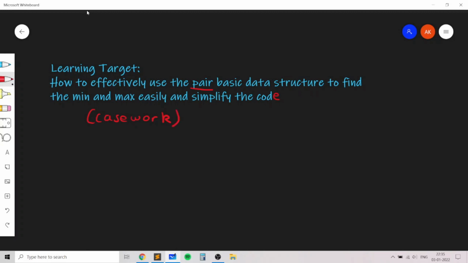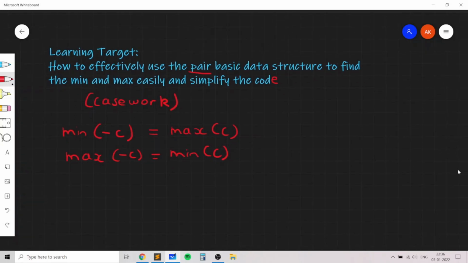We can simplify that by using a pair of integers and by effectively using min and max. So we will be using an idea that by finding the minimum of the negative value of c, you are actually finding the maximum of all c's. We will also be using the idea that the maximum value of negative c is actually also equal to the minimum value of c for all integers c. So we will see how we can use these basic math ideas along with the pair data structure in order to solve this problem.